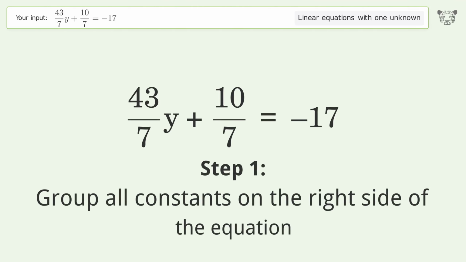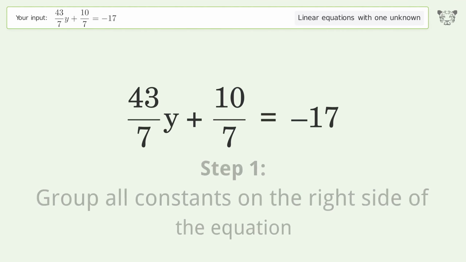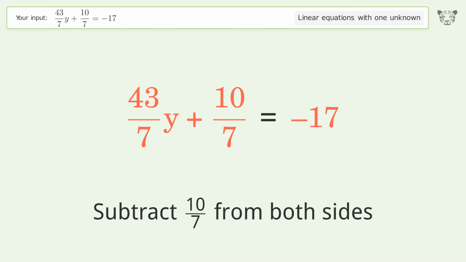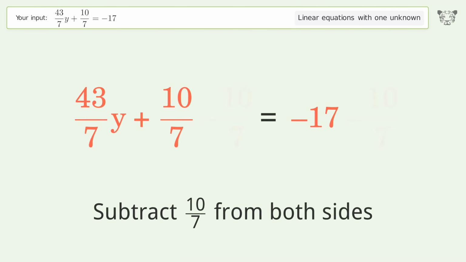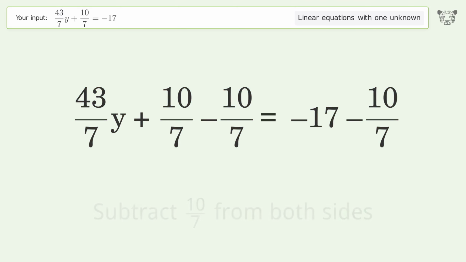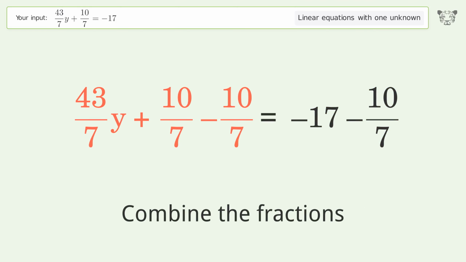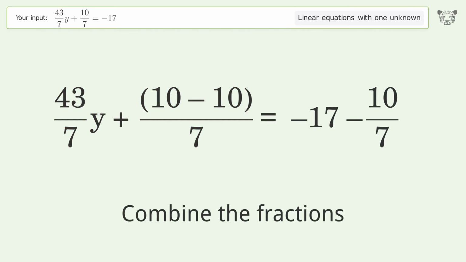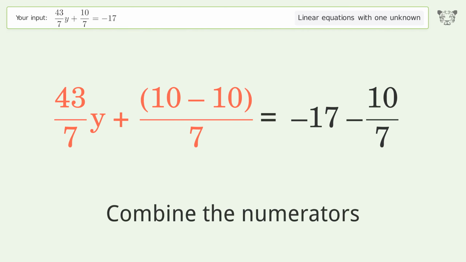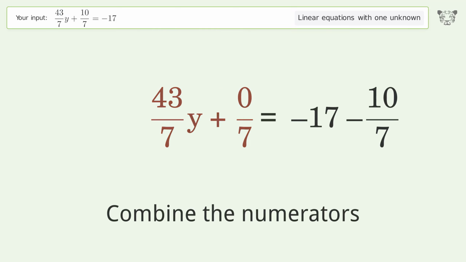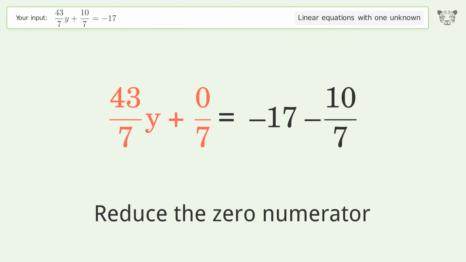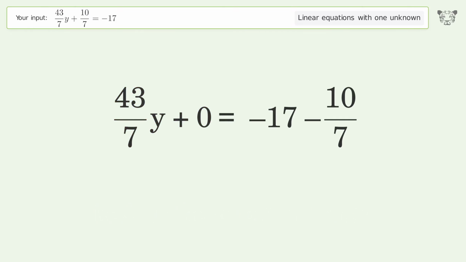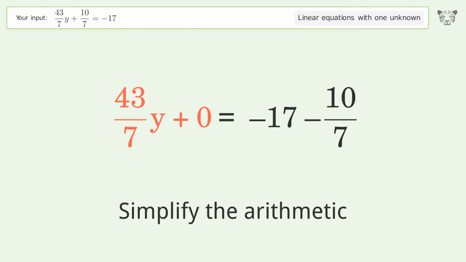Group all constants on the right side of the equation. Subtract 10/7 from both sides. Combine the fractions. Combine the numerators. Reduce the zero numerator. Simplify the arithmetic.